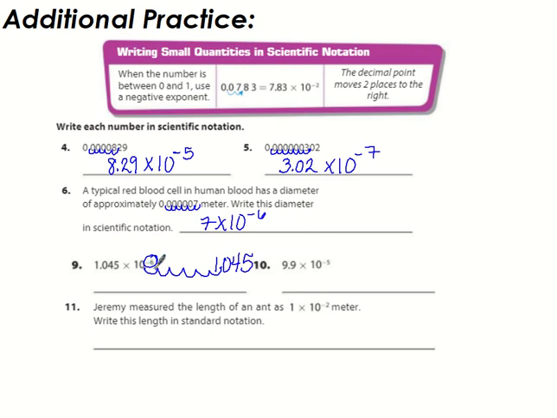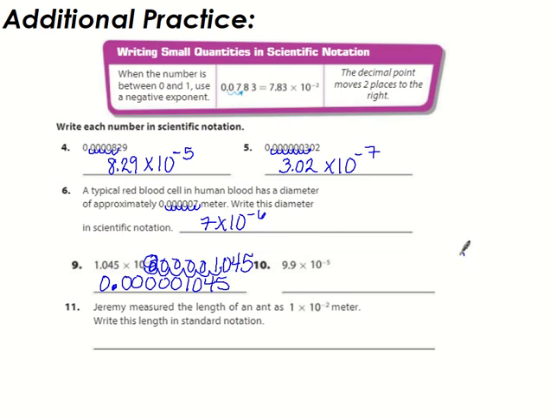Still ran out of room a little bit. And again, these are all going to be zeros. I like to put zeros in front of my decimals. You should practice that too. 1, 2, 3, 4, 5 zeros. And then I'm going to go 1, 0, 4, 5. So that's scientific to standard.